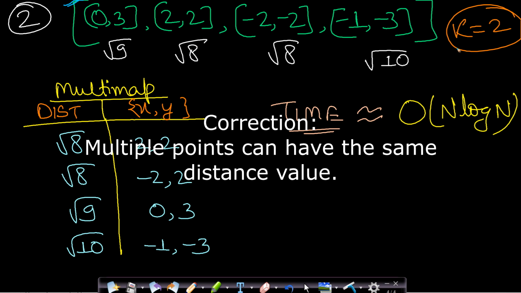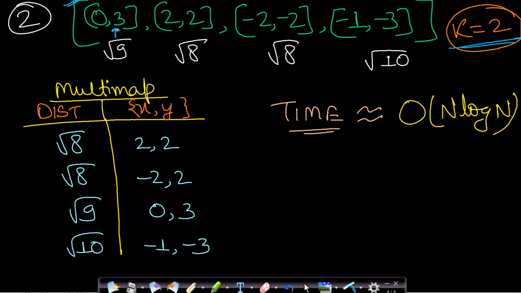So in this case, our k value is equal to 2, and what we will do is we will start iterating from the first value till the last value, and whenever we find a distance value, we will insert it as a key and the value will contain this point coordinate x comma y. So the first point is root 9, so root 9 gets inserted along with its corresponding point 0 comma 3, and like this each and every point will get inserted.